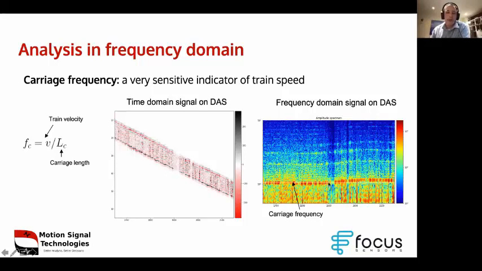But what you notice is that as you go past about sensor 1900, that frequency shifts up. There are essentially two ways that can happen. Either the carriage has gotten shorter, which seems a little unlikely, but the more likely scenario is that the train sped up in that area. So this carriage frequency is actually a very sensitive indicator of the train speed, because you wouldn't necessarily see a subtle change in speed like that in your raw data.